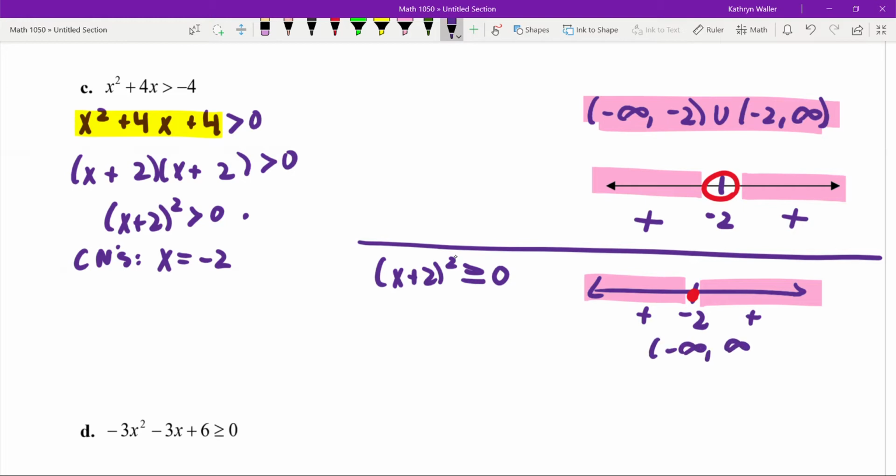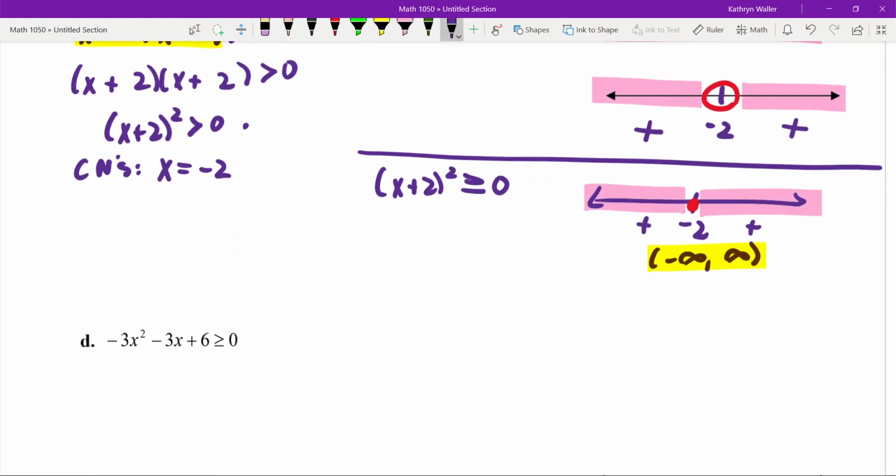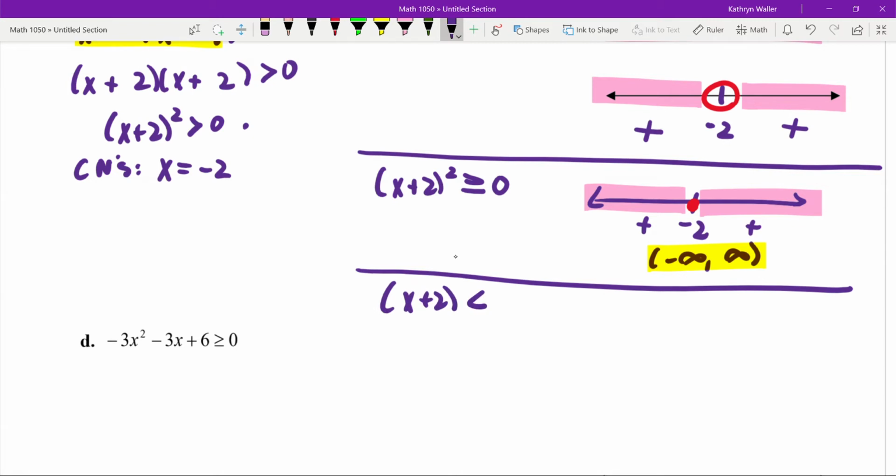We're going to do two more scenarios. So try to squish this in, okay? What if we had x plus 2 squared is less than 0? So same equation, but now it's a less than. Write this down for me because you never know what they're going to throw at you. So you've got your negative 2. The circle's going to be open because we don't have an equal sign, right? Your signs are still plus plus. Less than means I'm looking for the negatives, but there are no negatives.